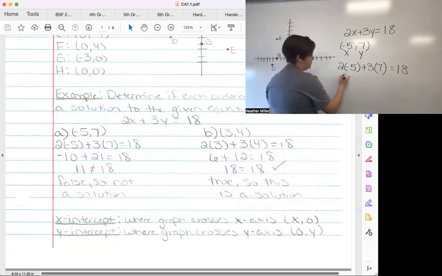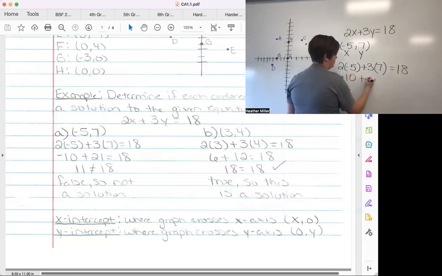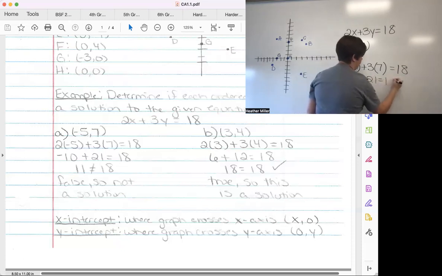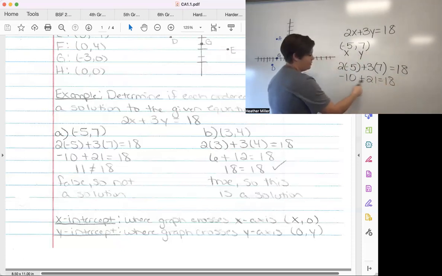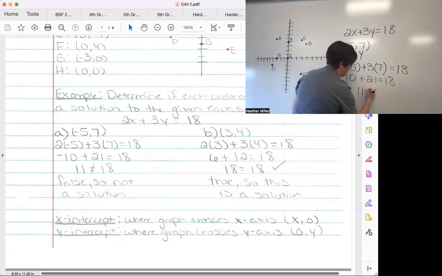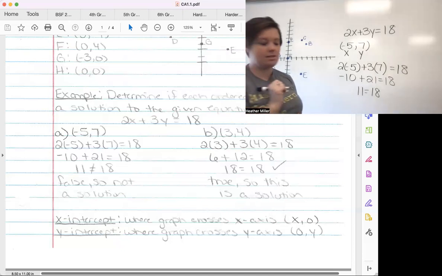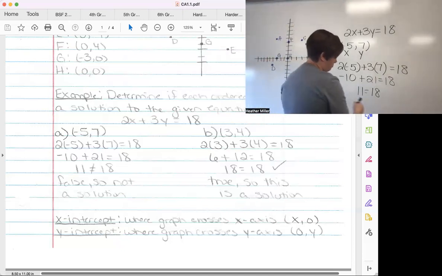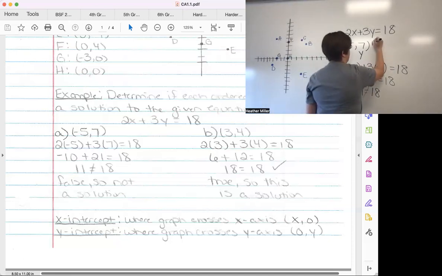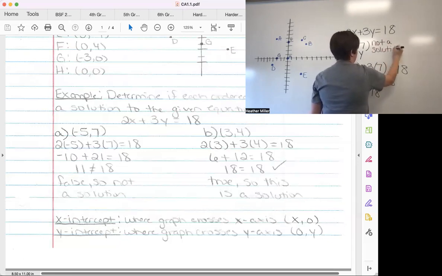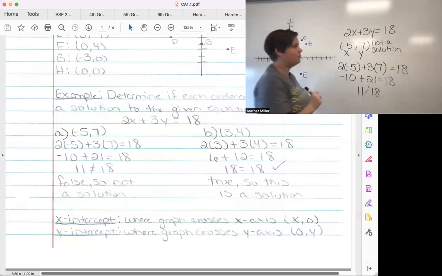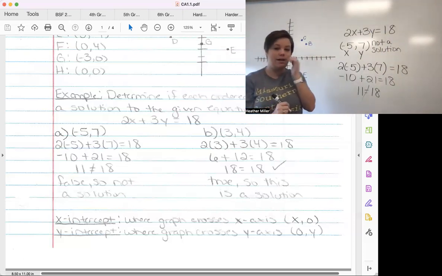So then I say 2 times -5 is -10, 3 times 7 is 21, equals 18. -10 plus 21 is 11 equals 18. Is that true? No. 11 doesn't equal 18. This is a false statement. Since we got a false statement, that means that this is not a solution. If we were to graph this line, -5, 7 would not lie on that line.